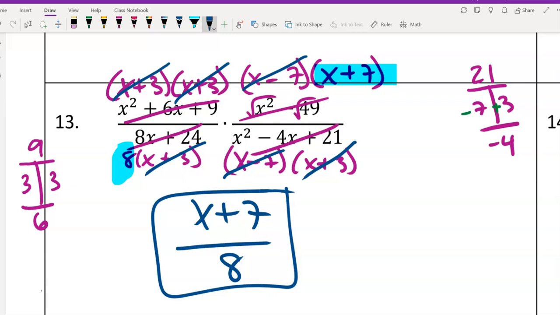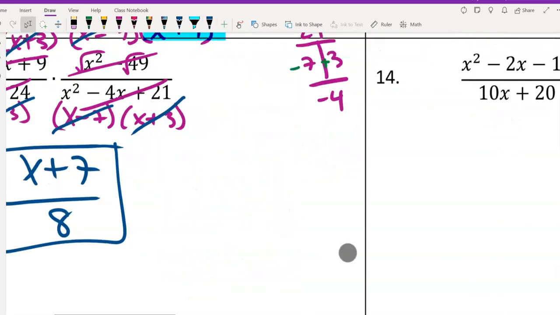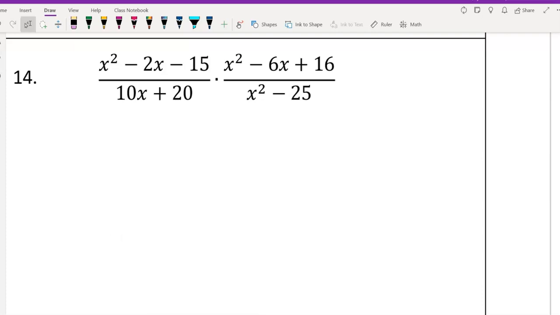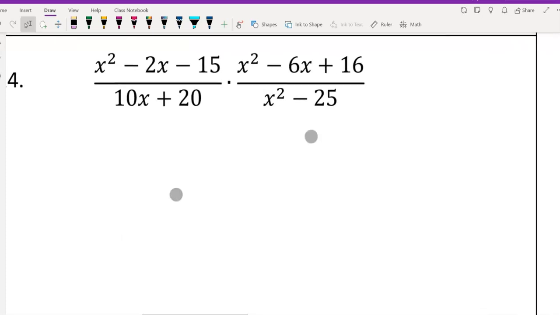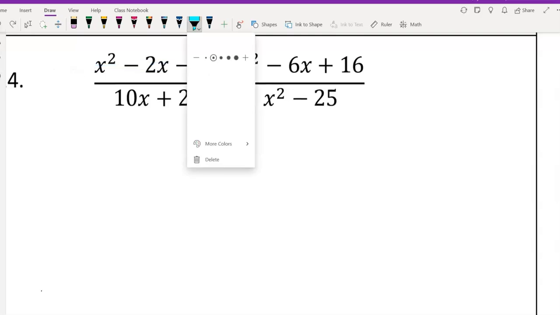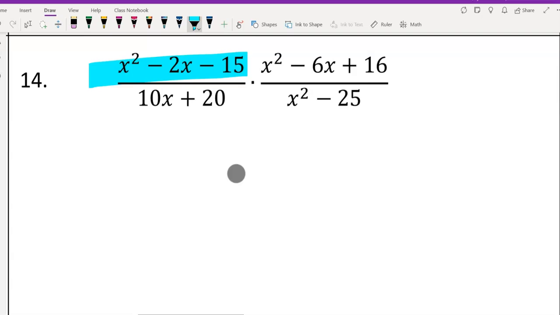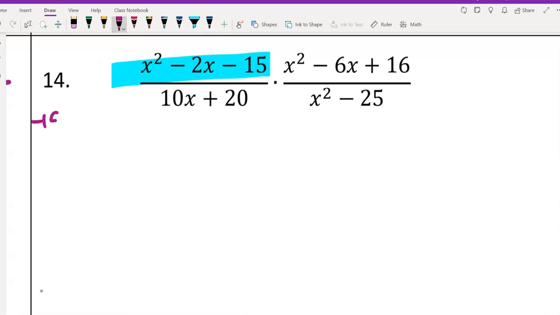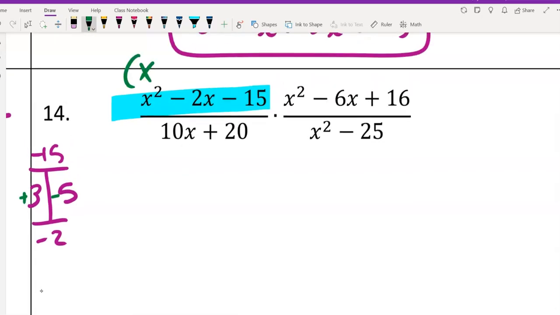All right, number 14. Lots of factoring to do here before we can start canceling out. Quadratic, 15 on top, negative 2 on bottom. Factors of 15: 1 and 15, 3 and 5. In order for these to add up to negative 2, we need a plus 3 and a minus 5.